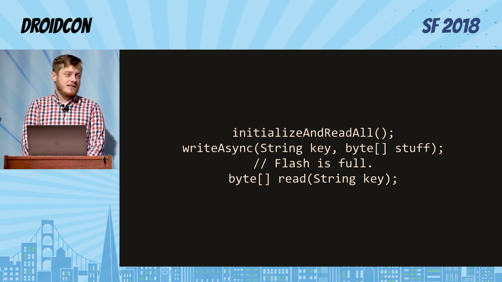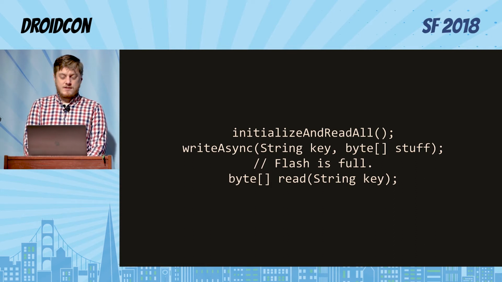You're going to do write async. You're like, okay, all's good, it's in memory. You do the read, it's good too, because the read is coming from memory. And then your user restarts the app, and suddenly your data is gone, and you don't know why.